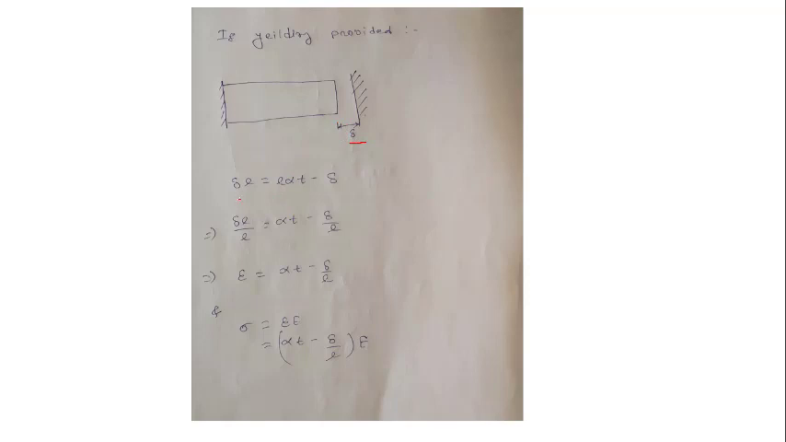So in this case delta L will be L alpha T. So it is free expansion and we restrict it after delta. So we can say that the expansion is up to delta, and after that if we restrict our expansion due to thermal, then thermal stress is produced. Now we will divide this equation by L. So it will be delta L upon L is equal to alpha T, as L is cancelled, minus delta upon L. So we know that delta L upon L is strain epsilon. So we get epsilon is equal to alpha into T minus delta upon L.